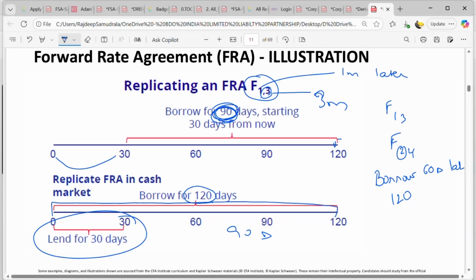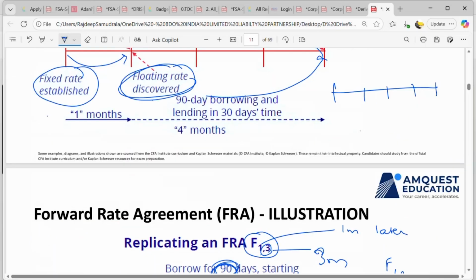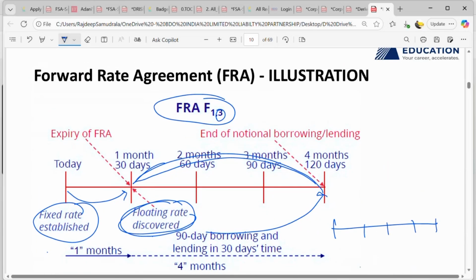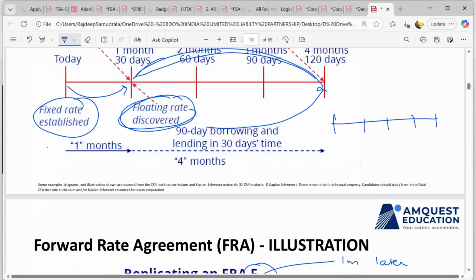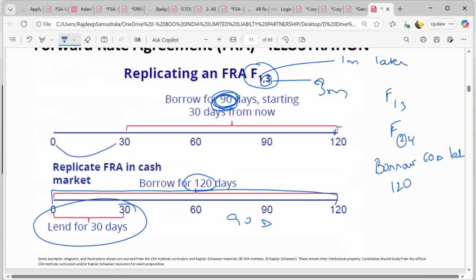Clear? So this is called replicating. Because see, I can't go and say 30 days later, 90 days. So I'll simply take a 120-day loan and lend it for 30 days. Got it? It's easier to do this in a cash market. Clear? So please understand, if they ask you to replicate a FRA, 1 month later for 3 months is also equal to: take a loan now for 4 months and lend for 1 month. You will get the same replication.